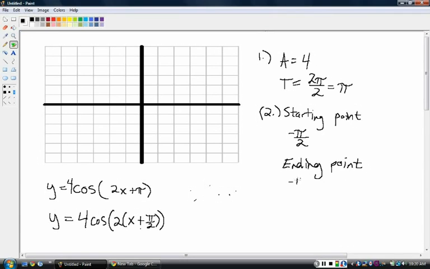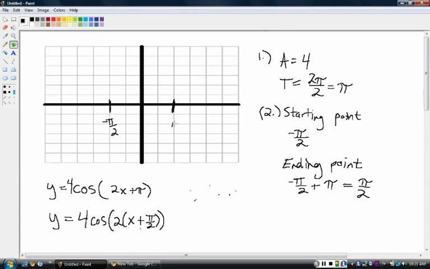So the ending point is simply where it starts over. If it has a period of pi, which we found in part 1, then that's when it starts over. That'll be the end of one cycle and the start of a new one. So negative pi over 2, if I add pi to that, then of course I'll get positive pi over 2. Okay, so I can start marking these now. I think what I'm going to do is call this negative pi over 2, then negative pi over 4, 0, positive pi over 4, and I have one cycle in there.